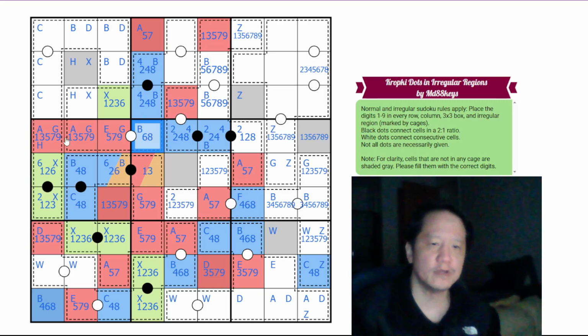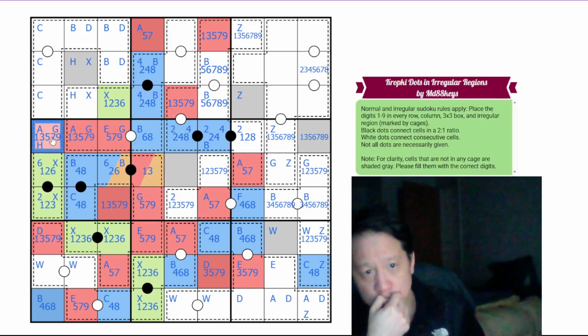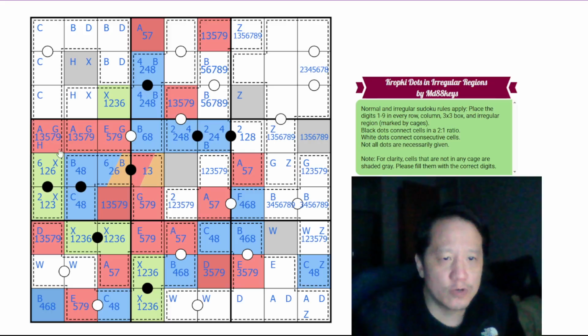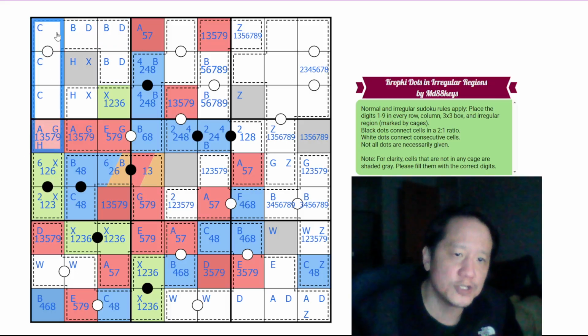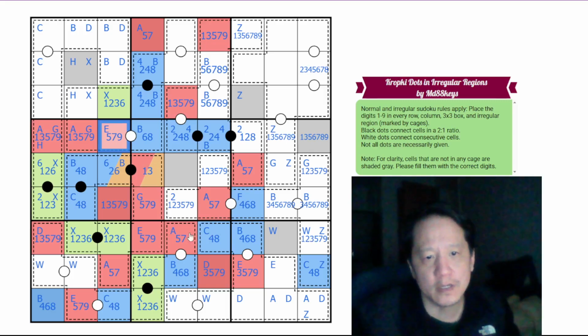E could be here. Oh wait, can it? Say E was here. If this was E, we have E here, E here. That eliminates E from being here because of E's in the column. This can't be E because of E in the region, which means this can't be E either because it's one of the X's. So this can never be E. This has to be E.